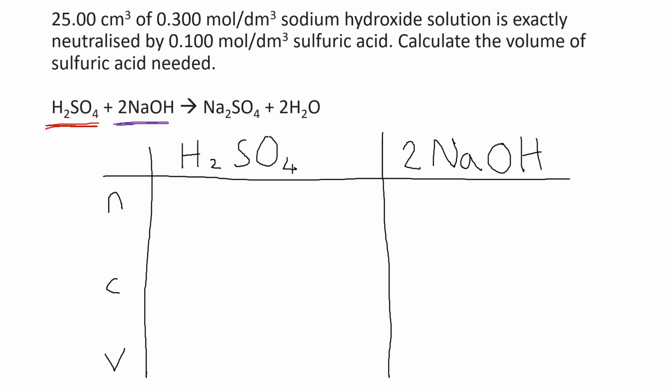So it says 25 centimeters cubed of 0.3 moles per dm cubed sodium hydroxide solution. So let's fill that in. So the concentration of the NaOH is 0.300. By the way, when I write moles per dm cubed, you can either write moles slash dm to the +3, which means the number of moles in a cubic decimeter, or you can write moles dm to the -3. It means the same thing. The volume is 25.0 centimeters cubed.